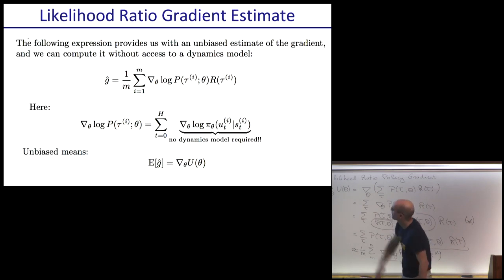Putting it all together, our gradient estimate consists of doing a bunch of rollouts, then over those rollouts we average the grad log probability of trajectory times reward along the trajectory, where the grad log probability of trajectory can be given by the sum of grad log probabilities of each action given state. So all we need to compute is grad log probability of action given state for each time slice that we experienced, and that's enough to then compose our policy gradient estimate.